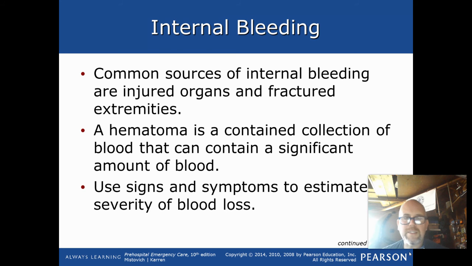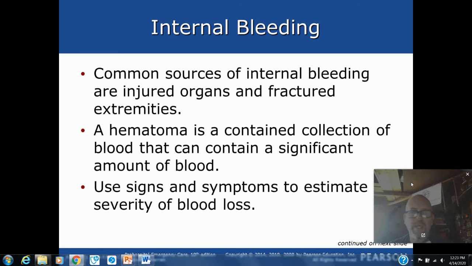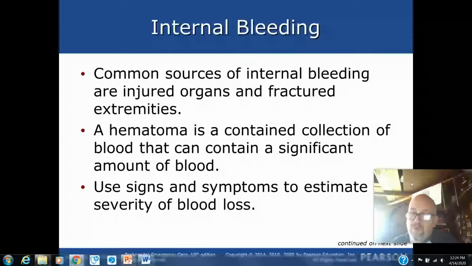Signs and symptoms to estimate severity of blood loss are things that we want to look at. Okay, so we want to take a look at those signs and symptoms that are cluing us into the fact that this may be somebody going into shock because of internal bleeding. Things we're looking for, part of that head to toe exam, doing the DCAP-BTLS, we get to the abdomen, we get to that portion of the body where we're going to find some of our internal bleeding that is causing the problems. We're looking for that distended abdomen, rigid abdomen, guarding, pain and tenderness on palpation.